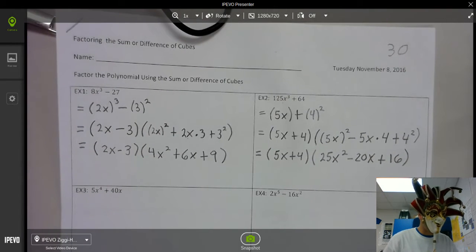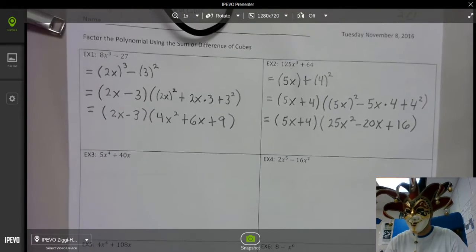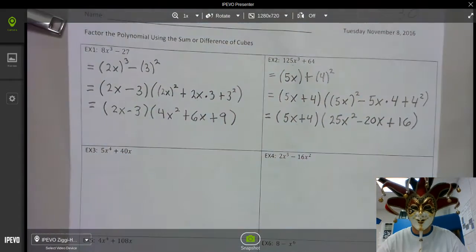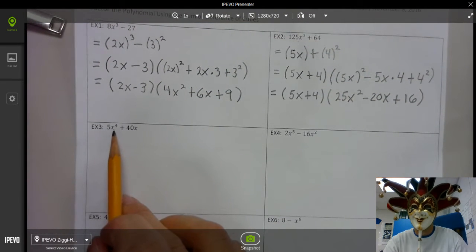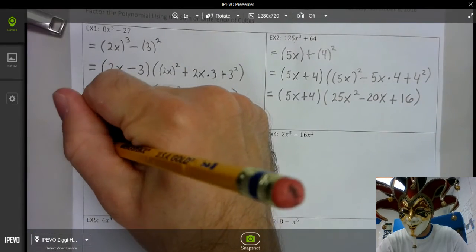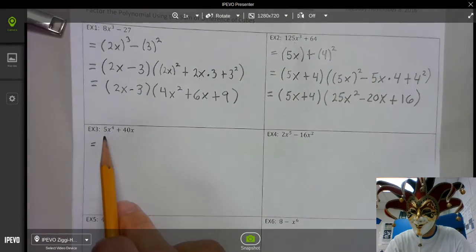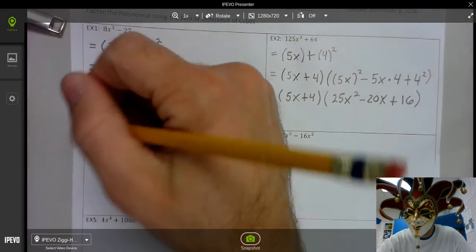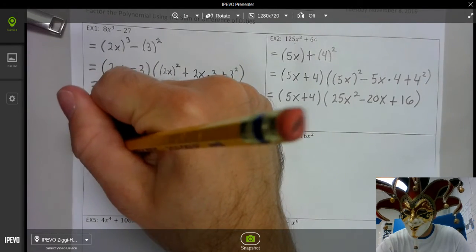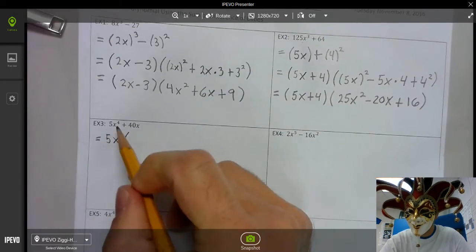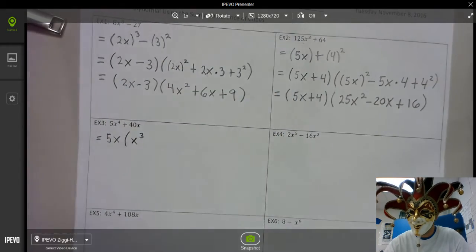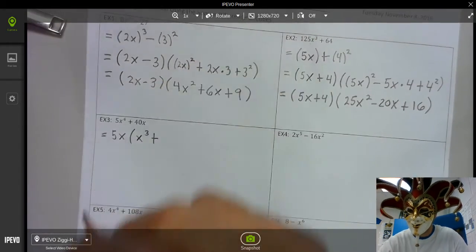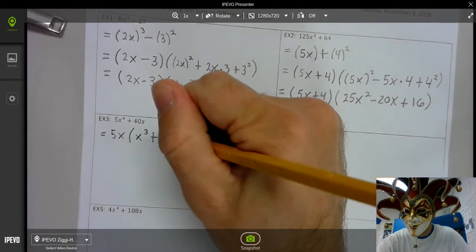Alright, so let's look at example 3. Now, example 3 is a little different. Oh my gosh, we don't have a cube. But watch what happens when we factor out 5x. Well, that leaves x cubed plus 8.